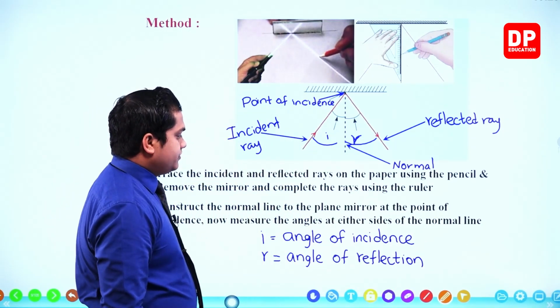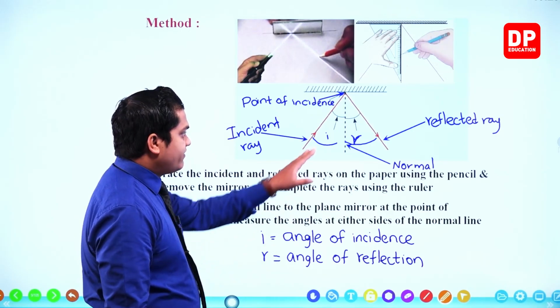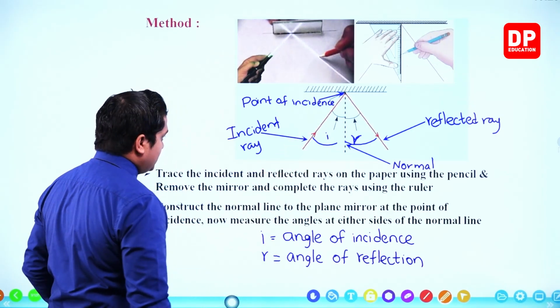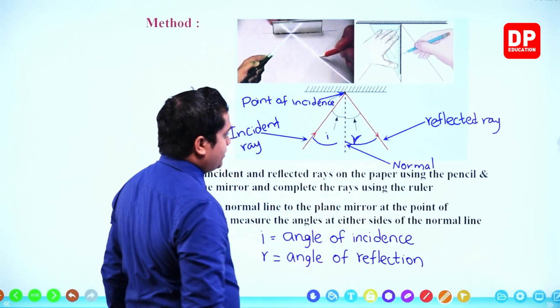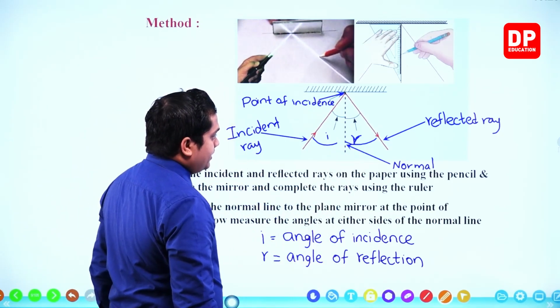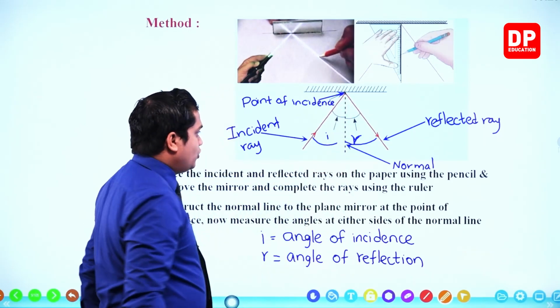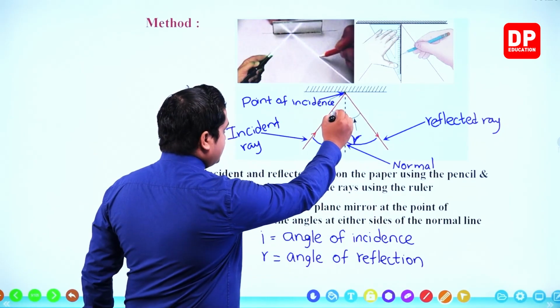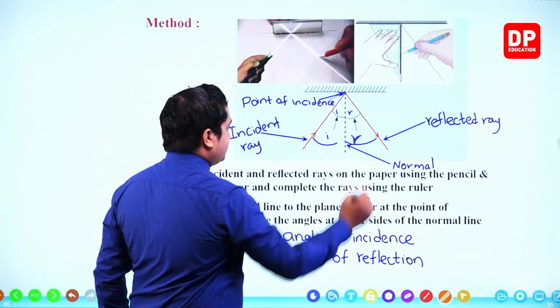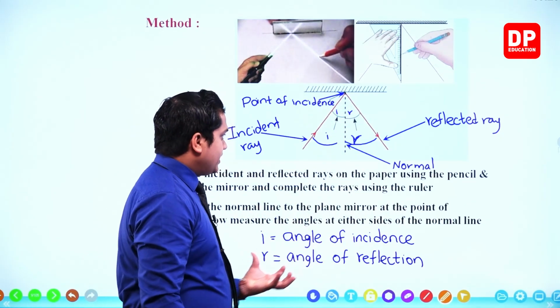Angle of reflection. So, INR. I have marked INR over here. You can observe it over here, right? Then this perpendicular line is the normal. This angle is the one which is referred to as I, and this is the R. So INR, you can observe.